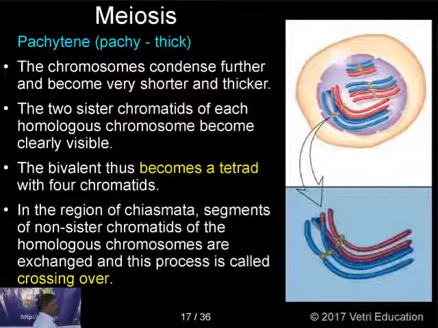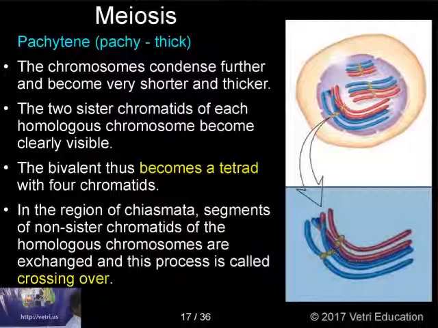In the region of chiasma, segments of non-sister chromatids of homologous chromosomes are involved. Okay. So remember, this is a chromosome with 4 chromatids, and this is another chromosome with 4 chromatids. This may be paternal, this may be maternal, and the joining is of the non-sister chromatids. Look here. These red ones are both sisters. They came from the same chromosome. This blue came from the same chromosome, but this red is a non-sister to the blue. So the non-sister chromatids join at certain places.